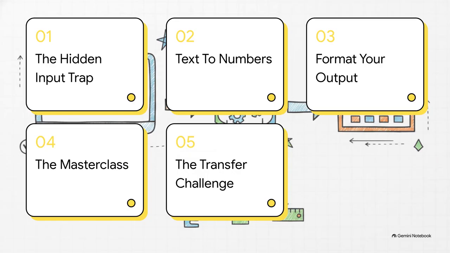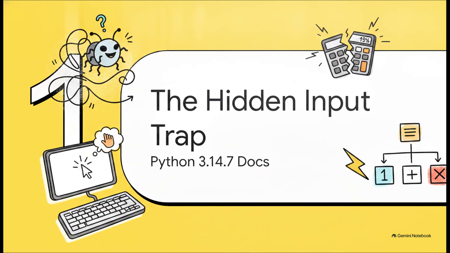So here's our flight plan for today's masterclass. We'll be covering: 1. The hidden input trap. 2. Converting text to numbers. 3. Formatting your output. 4. A complete masterclass worked example. And finally, 5. The transfer challenge. Let's jump in. Starting off with section 1, the hidden input trap.